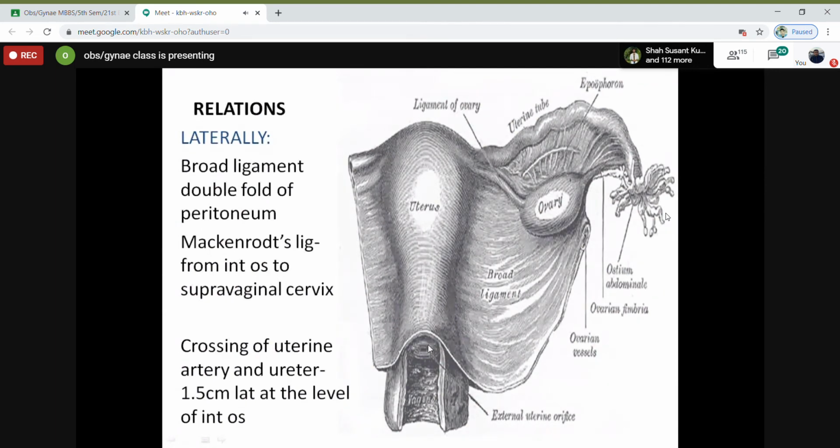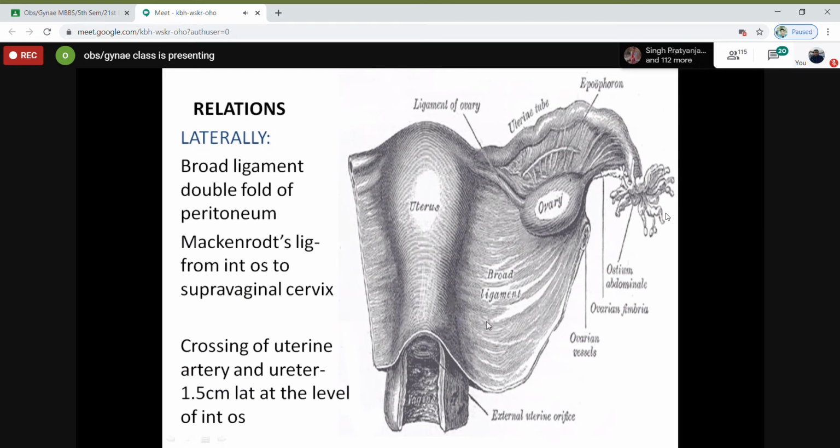And then what is the importance of this? There's an important lateral landmark, that is the crossing of the uterine artery and ureter. The uterine artery is related to the ureter 1.5 centimeters lateral at the level of the internal os. So at the level of the internal os, somewhere here, the uterine artery and ureter cross each other. This is also important because when we are doing a hysterectomy, 1.5 centimeters lateral is very close.